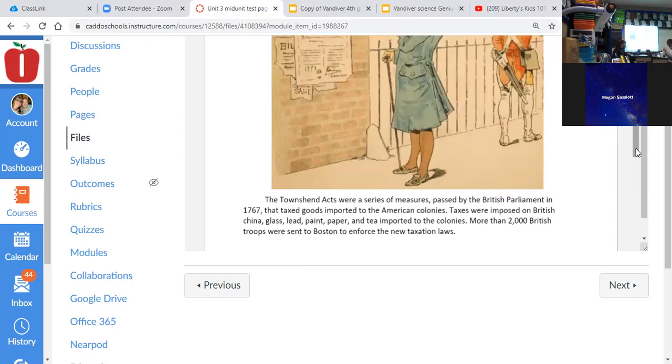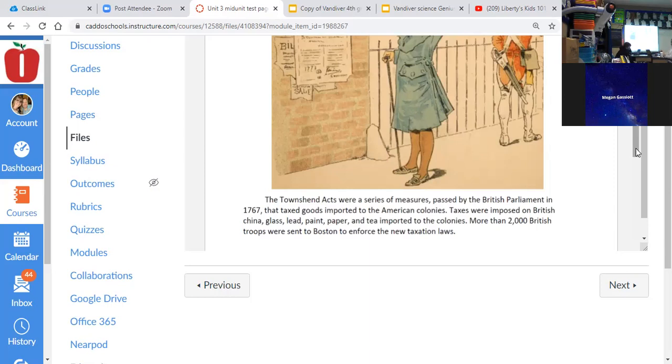The Townshend Acts were a series of measures passed by the British Parliament in 1767 that taxed goods imported to the American colonies. Taxes were imposed on British china, glass, lead, paint, paper, and tea imported to the colonies. More than 2,000 British troops were sent to Boston to enforce the new taxation laws.